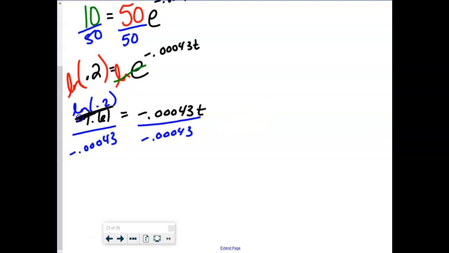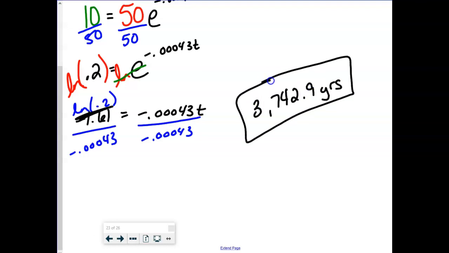Could you guys type it with the exact natural log of 0.2? And then I think you get 3,742.9 years. You were a little off, yes. Still a skosh off, huh?